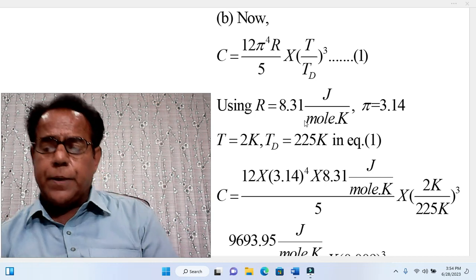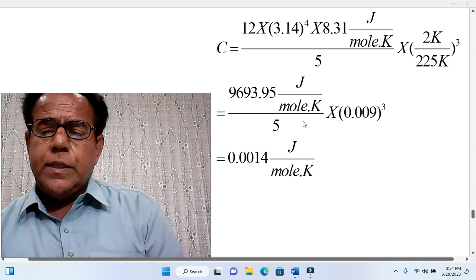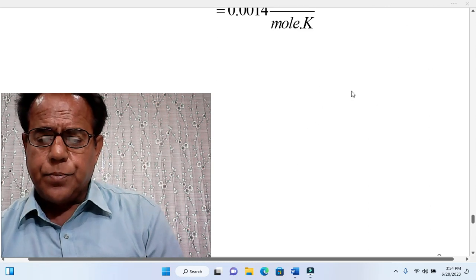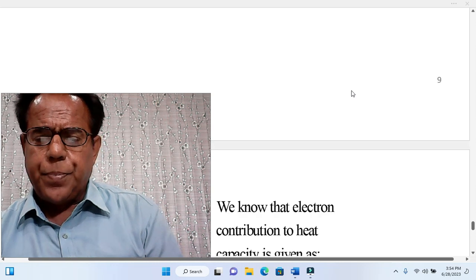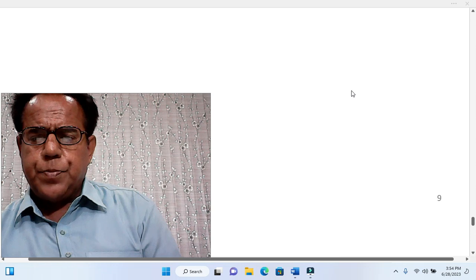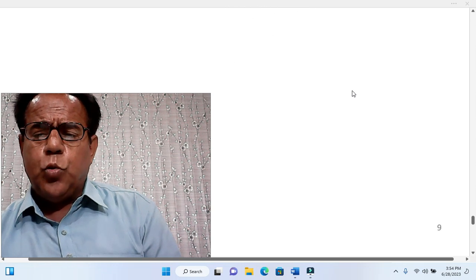In equation number 1, C becomes equal to 0.0014 joule per mole Kelvin.